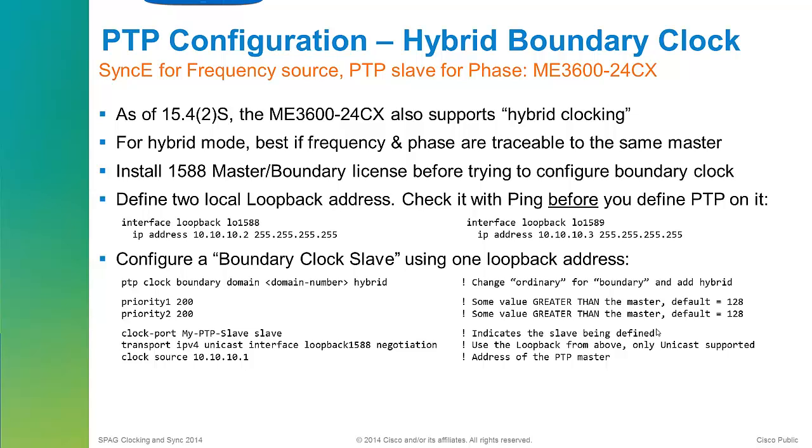For the 24CX, as of 15.4.2, which I think was like a January, February, it also supports hybrid. Again, same restrictions and suggestions from the 901, the 903. Best if you can trace frequency and phase to the same master. You need a timing master boundary clock license. We again define two loopback addresses exactly like we did for boundary clock. And then we define hybrid mode.